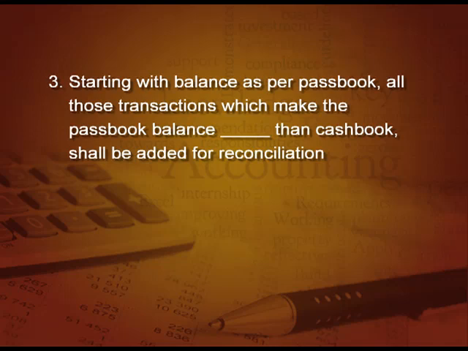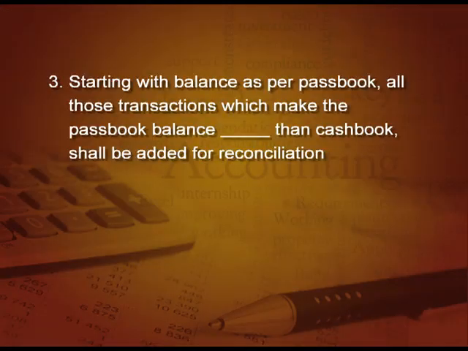Fine. Next one, starting with the balance as per passbook, all those transactions which make the passbook balance dash than the cash book will be added for reconciliation. Now, we add those things which make it lower. So, the answer is passbook balance is lower than the cash book, only then it will be added in the passbook.